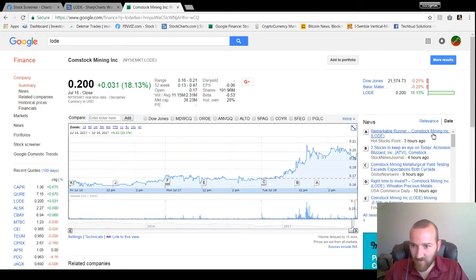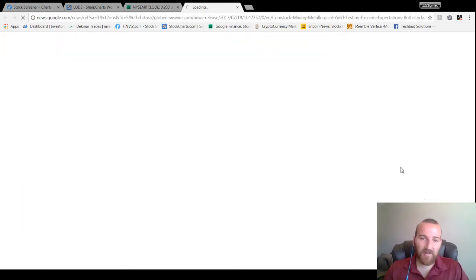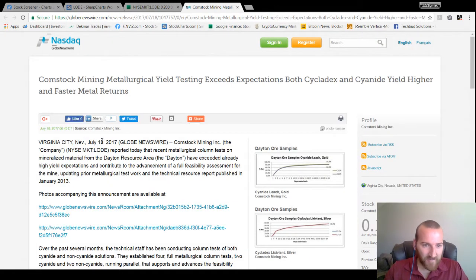See, we got "Remarkable runner, Comstock Mining, 2 stocks to keep an eye on." "Yield testing exceeds expectations." Okay, that right there stands out to me. Exceeds expectations. Let's see what's going on with that. Virginia City, July 18th. Comstock Mining Inc., the company, reported today that recent metallurgical column tests on mineralized material from the Dayton resource area have exceeded already high yield expectations. So that sounds good. Exceeding expectations. That sounds like 2 good words right there.